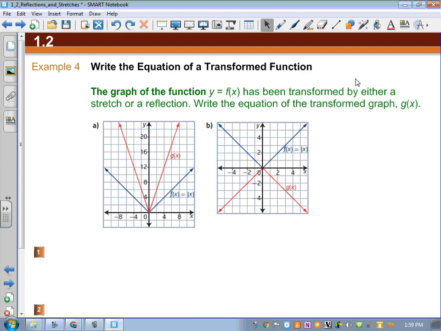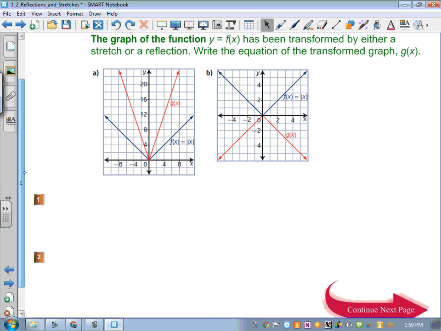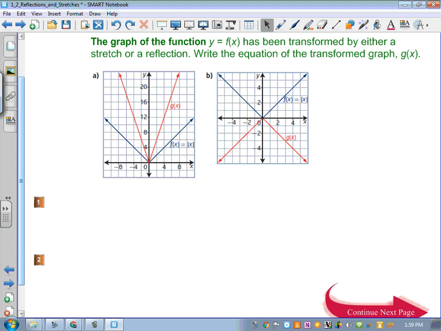Last example in 1.2, this is example 4. These are harder. You're going to see a lot of these as we go through the course. Getting the transformed equation is going to be really important and definitely a bit of a tricky concept. Right away, though, I want to make sure you understand what we're really doing here.